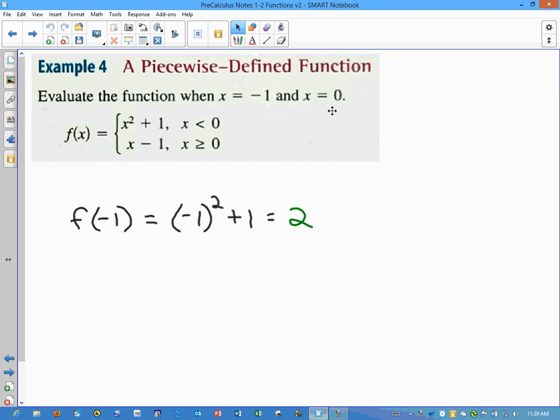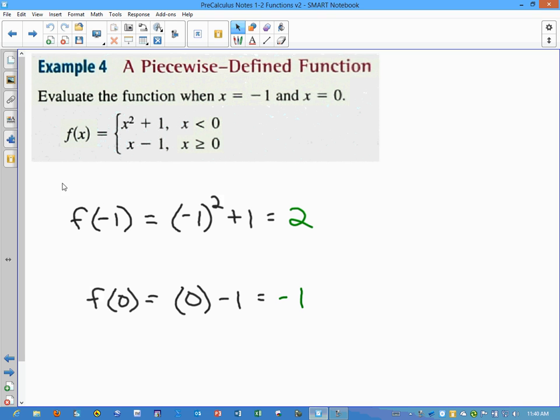If we substitute in 0 for x, then 0 is in this interval because it's greater than or equal to 0. So I use this rule to substitute. So f of 0 is going to be 0 minus 1, which of course is just -1. And we're done with those. So just make sure you check your intervals to see which is the appropriate rule to use on a piecewise function.